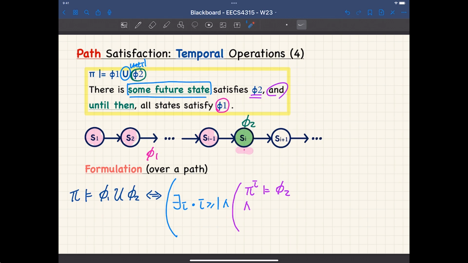Okay, let me write down what you said over here. But is the until inclusive or exclusive? That's the critical question. I assume it's exclusive. Why don't I write down your version first, and then we'll go from there. So for all j, in the range, 1 less than or equal to j, less than i. Less than i, so that means less than or equal to i minus 1. I just want to say i minus 1 more explicitly there. Pi j satisfies phi 1.